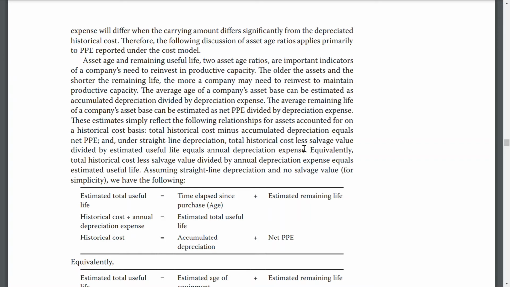Under straight-line depreciation, total historical cost less salvage value, divided by the estimated useful life, equals annual depreciation expense. Equivalently, total historical cost less salvage value, divided by annual depreciation expense, equals estimated useful life. Assuming straight-line depreciation and no salvage value, we have the following.